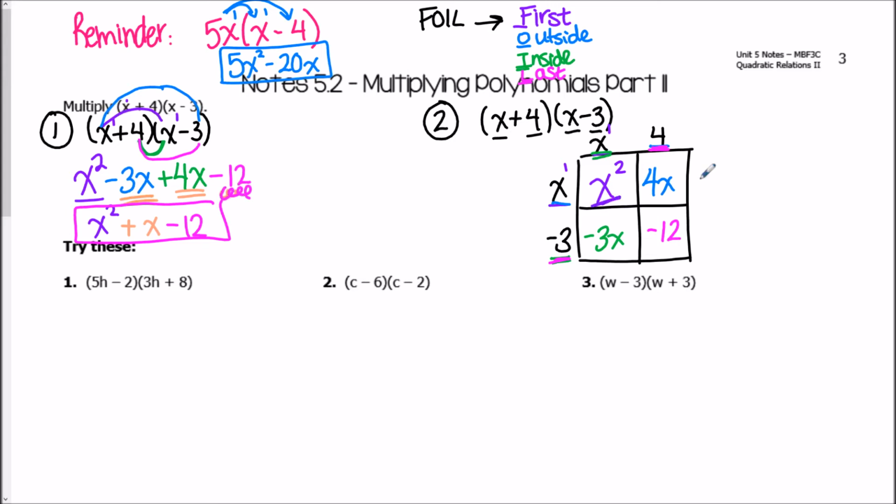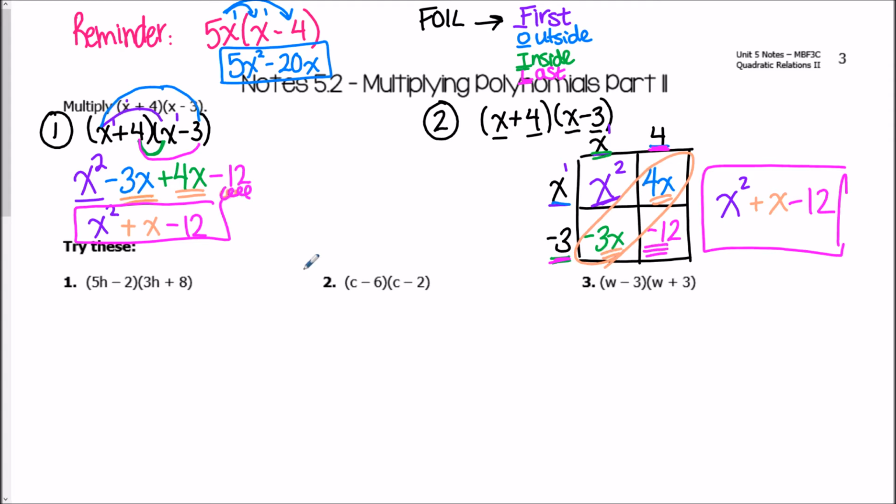So nothing is like x squared, so I'm going to copy x squared down. Okay? Then 4x and negative 3x are like each other. So I'm going to put those two together just like I did right here. And 4 minus 3 is 1, so I get positive 1x. Okay? And then nothing's like this negative 12, so I'm going to just copy it down, and that's my answer right here. And I end up getting the same answer either way.